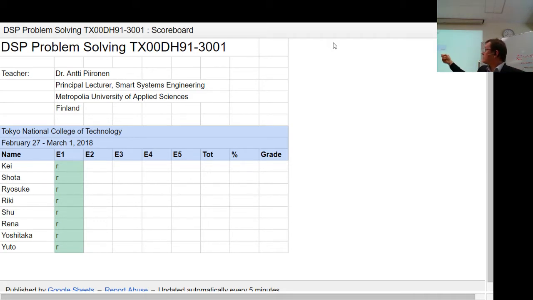Anyways, I already updated this scoreboard, and that R there means the return. So you have returned the exercises. And if you don't see your name there, you haven't enrolled using that form yet. But I think everyone is now enrolled using the system. I will be taking a look at what you have returned today.